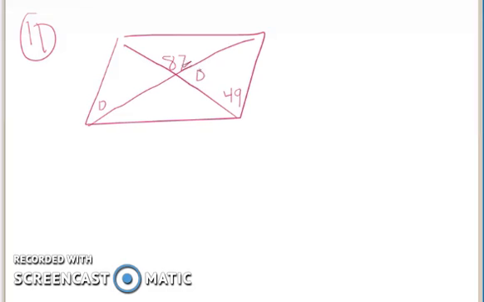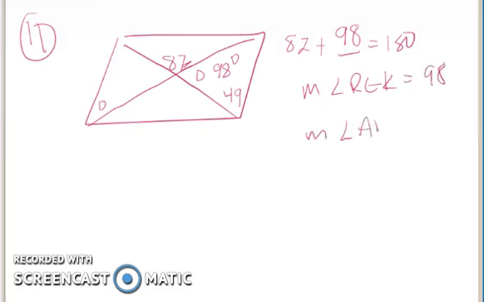82 degrees and this angle right here should be supplementary. So 82 plus what gives me 180, and the answer to that should be 98 degrees. So we get 98 degrees. So that's for the measure of RGK.